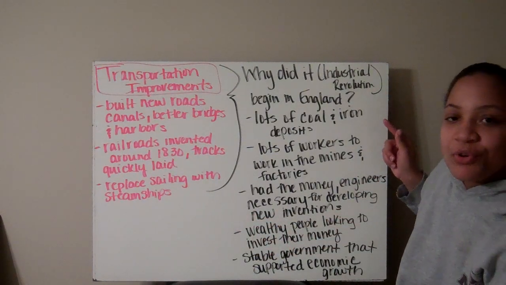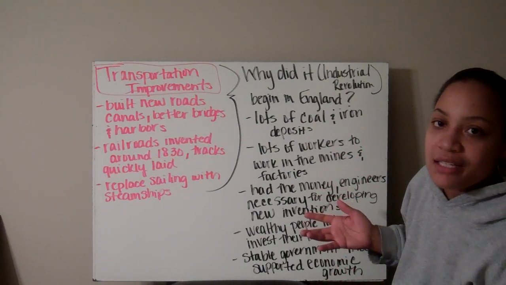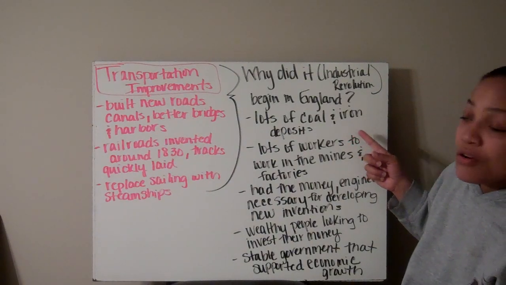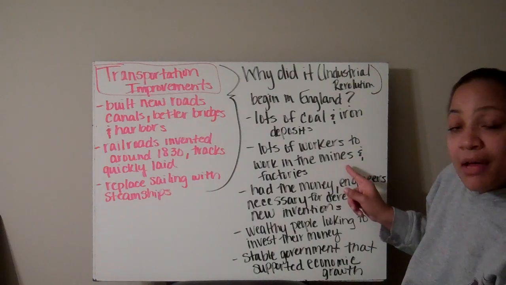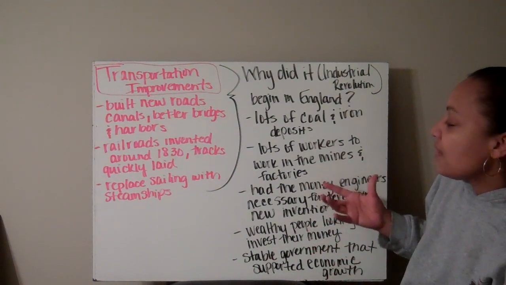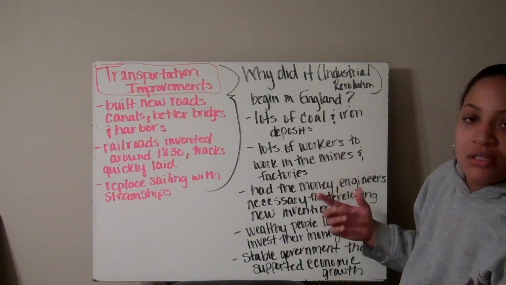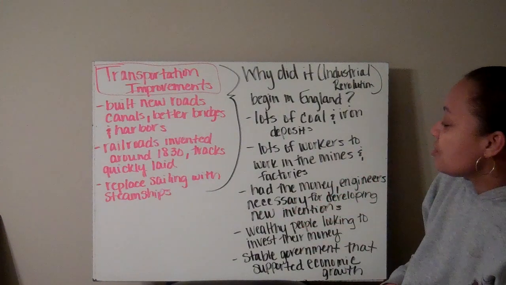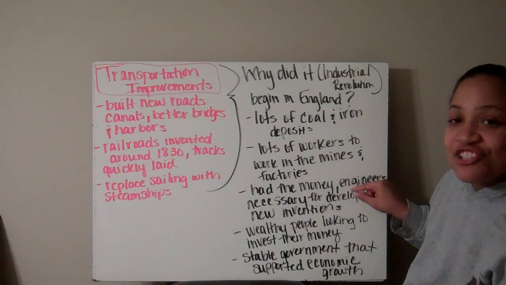So why did the Industrial Revolution begin in England and not any other place in the world? Why did it begin in the United States? Well, it's going to begin in England because England has a lot of coal and iron deposits. They're going to have a lot of workers to work in the mines and factories, so they're going to have a surplus of workers that live in England, and these workers are going to be looking for jobs, and so they're going to go to the factories, they're going to the mines, which is only going to propel England into the Industrial Revolution. England also is going to have the money and the engineers needed.